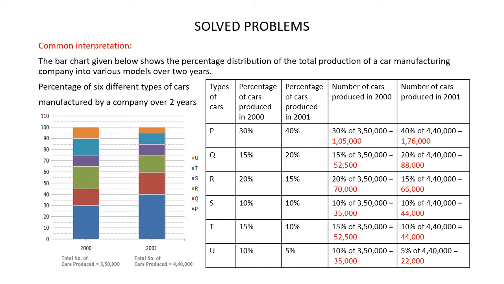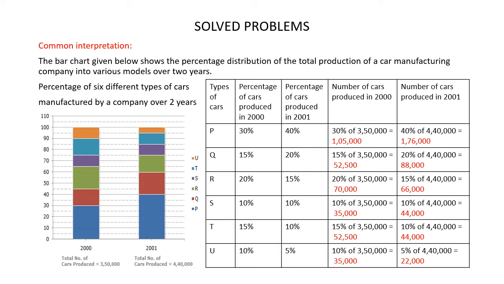Let's move on to the brown rectangle. The brown rectangle is for U type of cars. The height of this brown rectangle corresponds with 100. The height of this brown rectangle is 100 minus 90, which is 10. This means 10% of the cars produced in 2000 is of the U type.